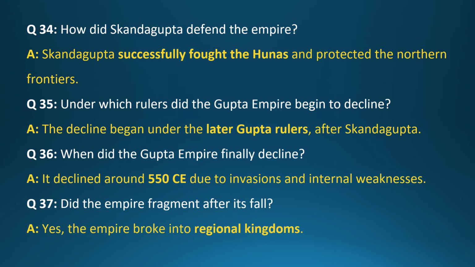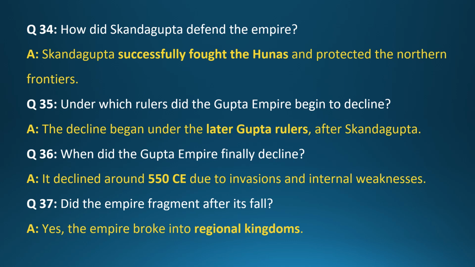Question 35. Under which rulers did the Gupta Empire begin to decline? Answer: the decline began under the later Gupta rulers, after Skandagupta. Question 36. When did the Gupta Empire finally decline? Answer: it declined around 550 CE due to invasions and internal weaknesses.